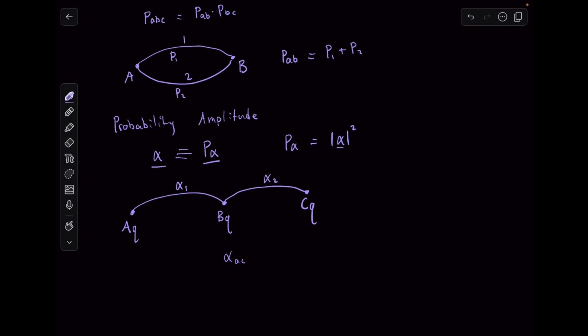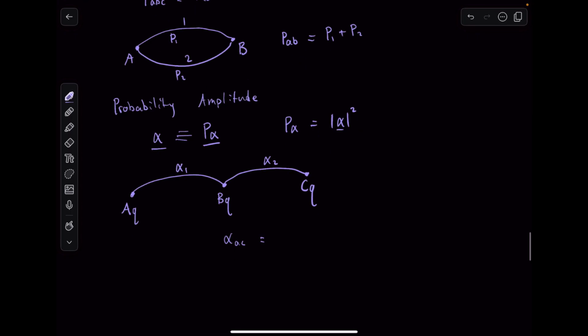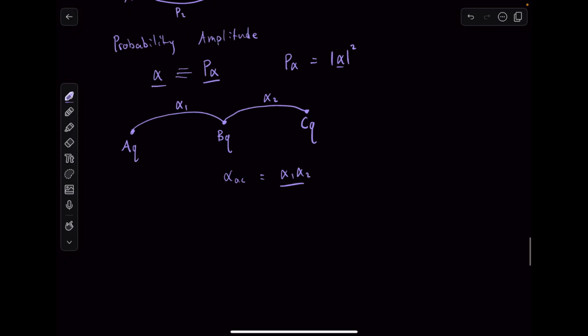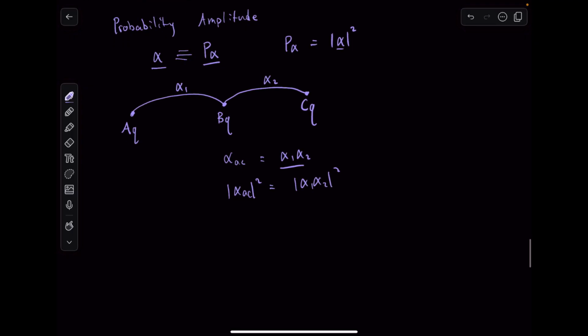Call it AC. And AC, in this case, since these are two events happening in succession, will be alpha 1 times alpha 2. But this isn't the probability. This is the probability amplitude of this whole thing happening. Now, if you wanted to ask, what's the probability that I actually measure this? Then you have to take the modulus squared of this alpha AC, which is the modulus squared of alpha 1 times alpha 2. Okay, and this is just the modulus squared of alpha 1 times the modulus squared of alpha 2.